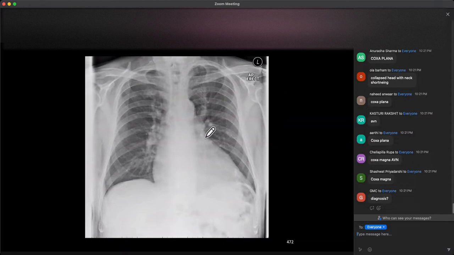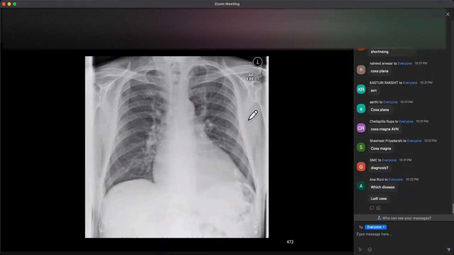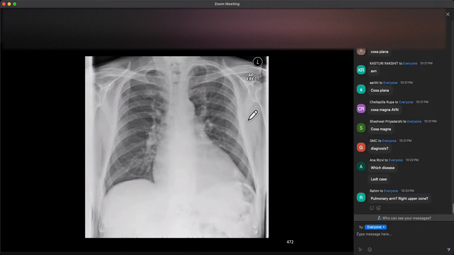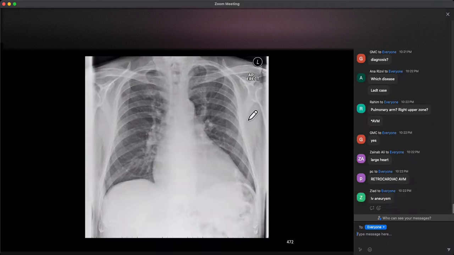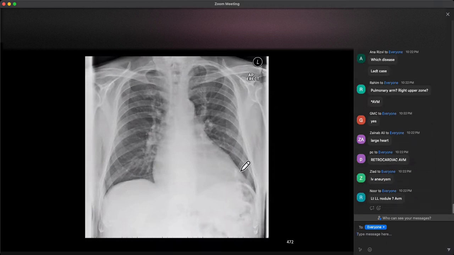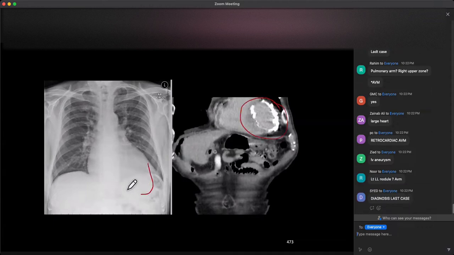Okay, this patient presents with a stroke. I think this is a really, really difficult film. Any thoughts? Left ventricular aneurysm. Well done. Just here. Really difficult to see. Much easier to see on CT. And there's the calcification around this left ventricular aneurysm, which you can just see here.